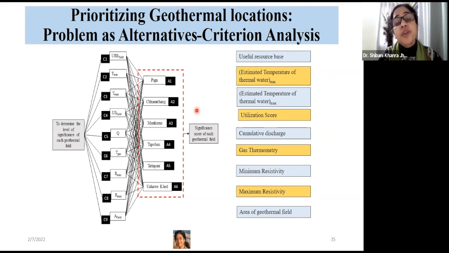where now we have taken the same strategy that we have used for different renewable alternatives. So different geothermal fields, which are 6 fields which we have identified, are evaluated based on these 9 criteria, as we have discussed here. These are the attributes which are going to represent the significance of each of the geothermal fields. At the same time, these are the factors which contribute to the potential of that particular field as well.